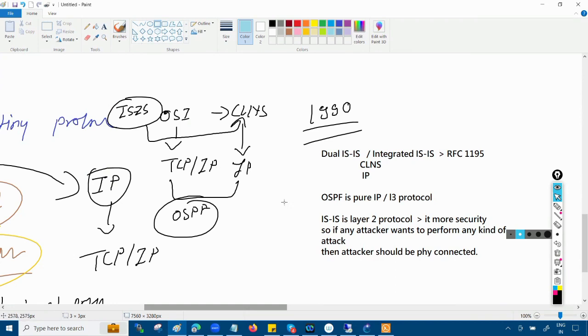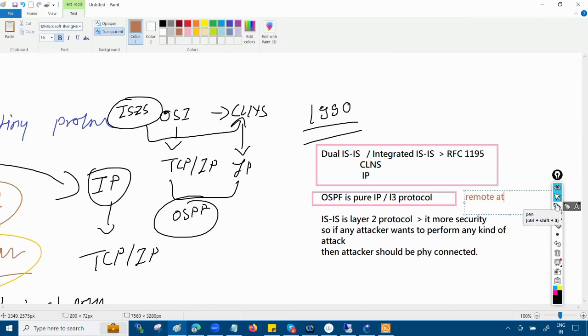OSPF was for TCP/IP. OSPF is a pure layer 3 protocol, right? And anyone can perform an attack at layer 3. But if you compare with the IS-IS protocol, IS-IS is a pure native protocol. If the attacker wants to perform an attack, they have to be physically connected. But in the OSPF protocol, any remote attacker can do the attack. That's the biggest issue of OSPF.